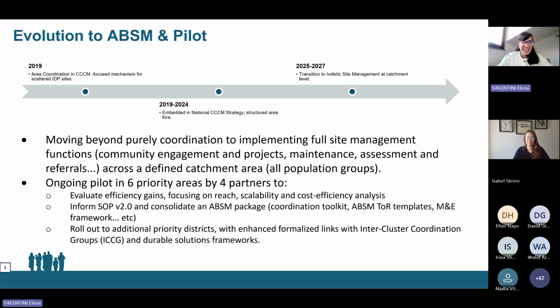Thanks a lot, Walid. I also want to thank the CCCM cluster in Yemen and the CM cluster in Ethiopia, because they shared pictures that you can find in the guidance notes also. Thanks a lot for your support on this.